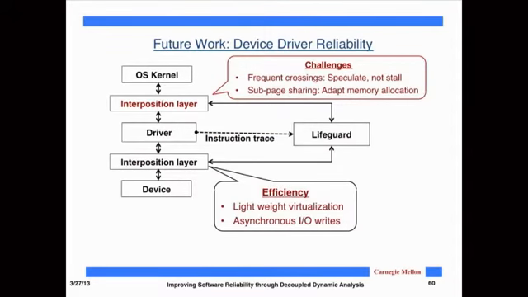And of course, I also want to tackle the virtualization overheads that I'm seeing here with the interposition layer, where I would like to have something like lightweight virtualization, and then asynchronous I/O writes. Now, this one's kind of interesting. I showed that the device register writes were really the big performance killer, and this is because in the virtualized space, the I/O writes become synchronized, which is bad, especially if your driver does a lot of those.